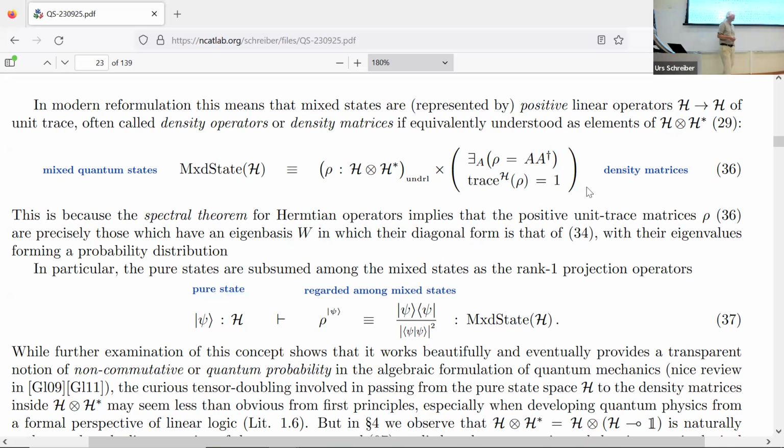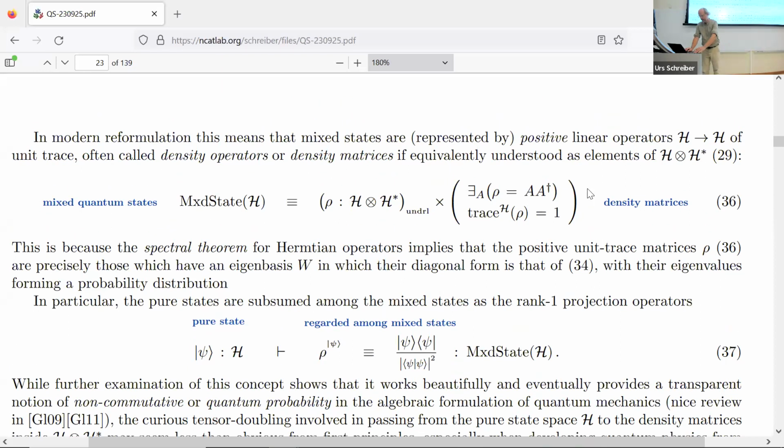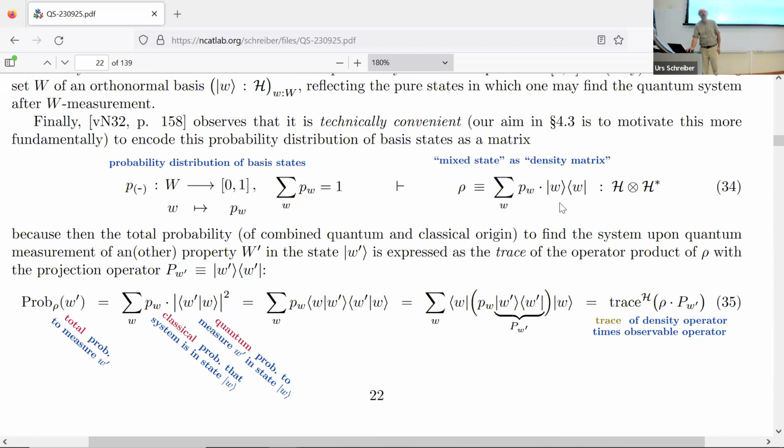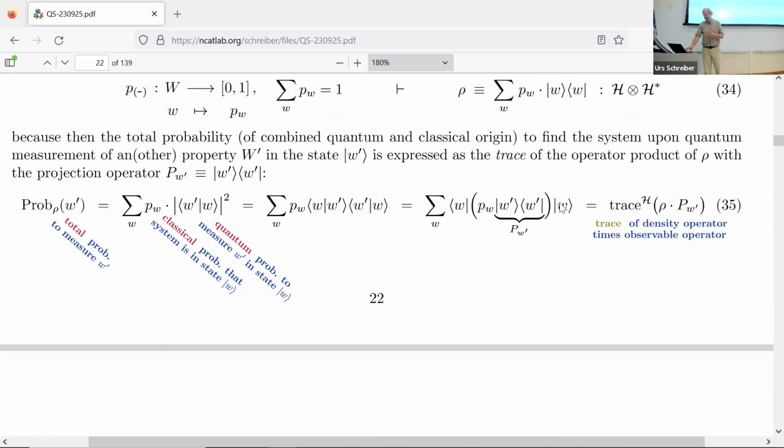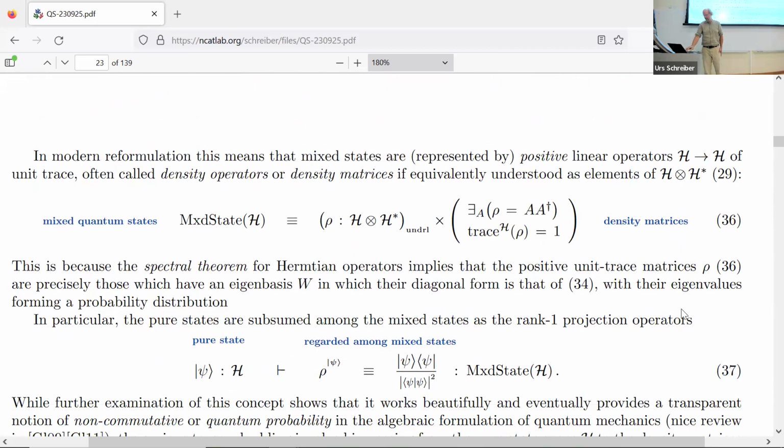And the reason for this reformulation is that the spectral theorem, in its toy version just for Hermitian finite dimensional matrices, says that any such matrix that satisfies this first condition has an eigenbasis in which it can be diagonalized, and its eigenvalues are real and non-negative. And then the trace condition says, in addition, that the sum of these eigenvalues is 1. So any element in here can be expressed under the spectral theorem in this form, in its eigenbasis. So that's why it's a good intrinsic description of what these mixed states should be.